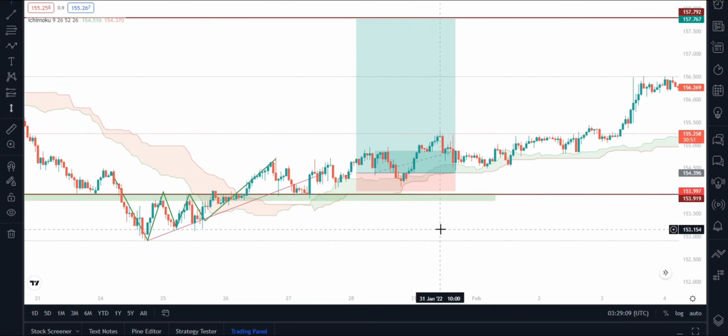So that is how you apply so many layers of confirmation to your trading, so that you get the best out of your trading.